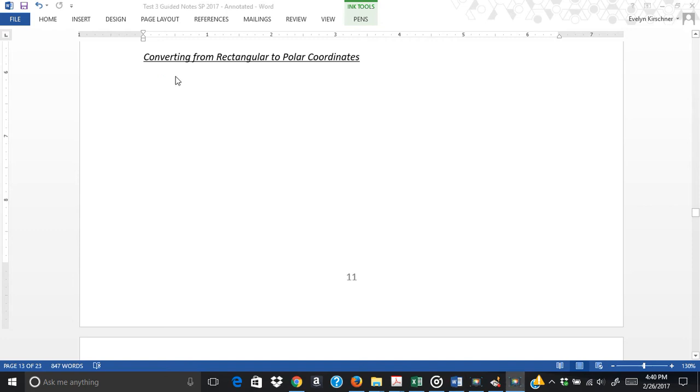So converting from rectangular to polar is a little bit more time, but it's really still not that hard. If I know my values of x and y, so I have my point x, y, I want to go to r, theta. I can just draw a triangle. So let's say I have some point here, x, y. I can just draw a line here, draw my triangle, and I have my little theta here.